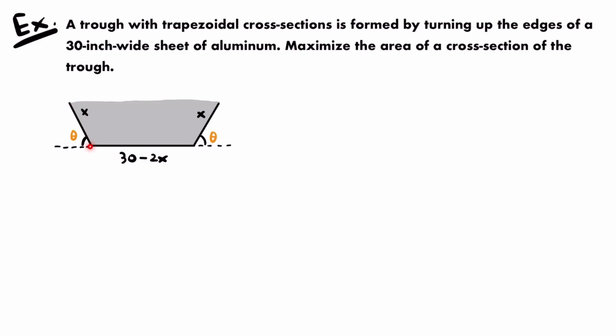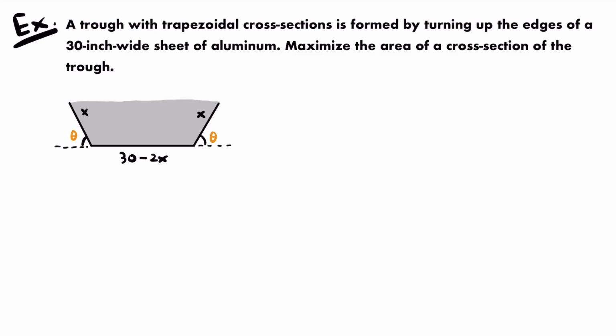And this entire length right here, or the sum of these three sides, would be 30. Right, this trough is created by turning up the edges of a 30-inch wide sheet of aluminum. So we're going to assume that all of these measurements are in inches. And you could see that it's true that these three sides add up to 30. If you take x plus x, you get 2x. Add that to 30 minus 2x, and the negative 2x cancels out with that 2x, just leaving you with 30.